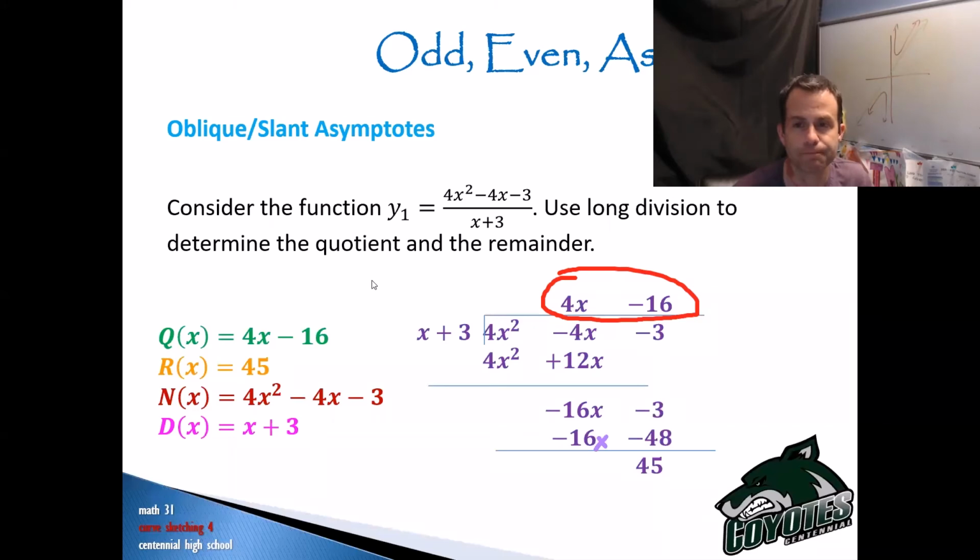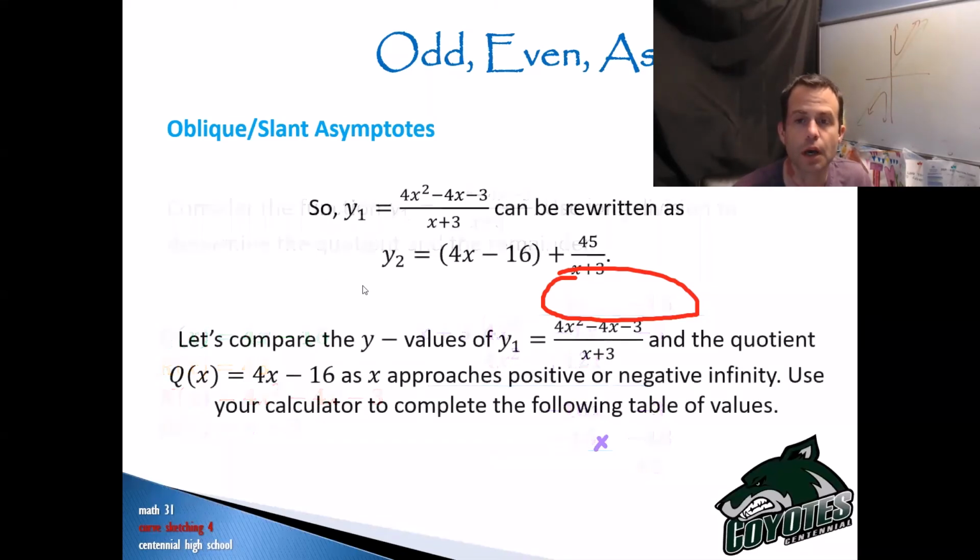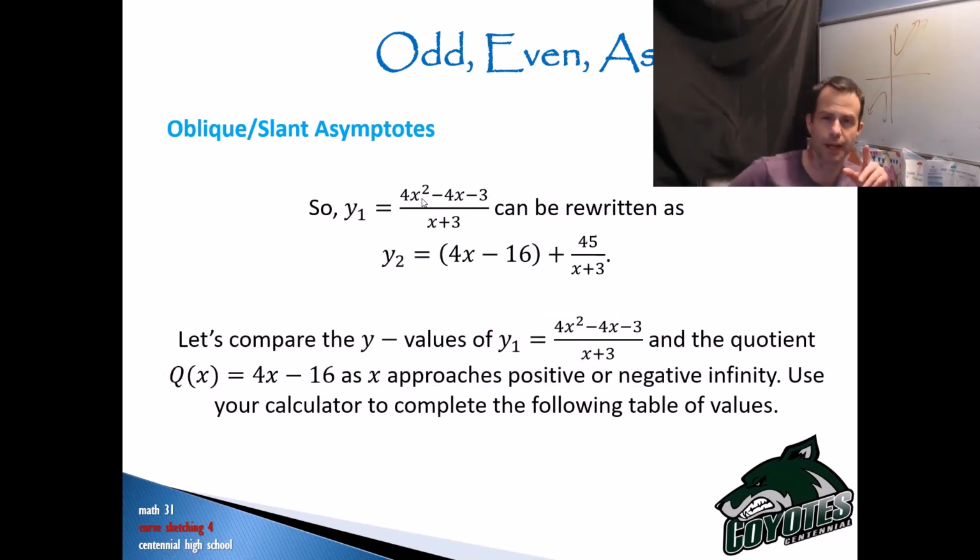Okay, great. So I can actually write this original expression, 4x squared minus 4x minus 3 all over x plus 3, as 4x minus 16 plus 45 over x plus 3. Okay?